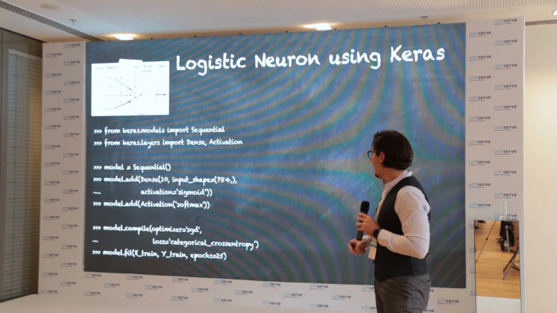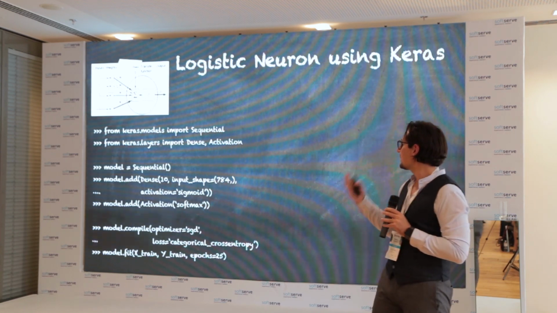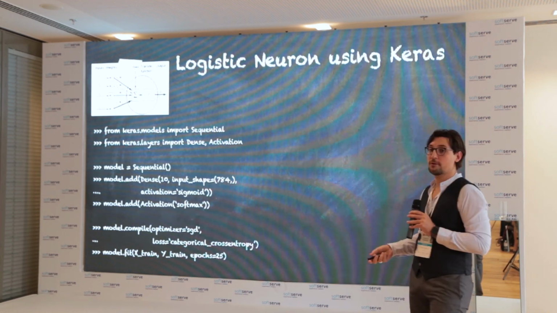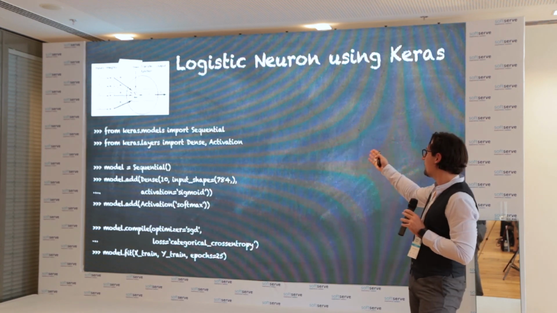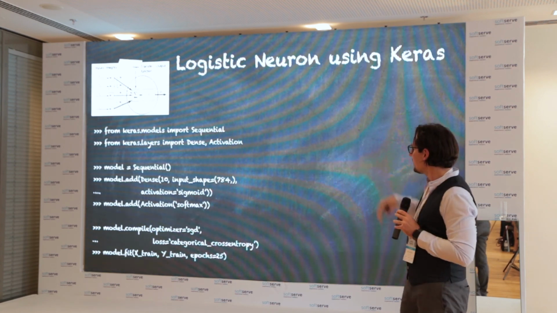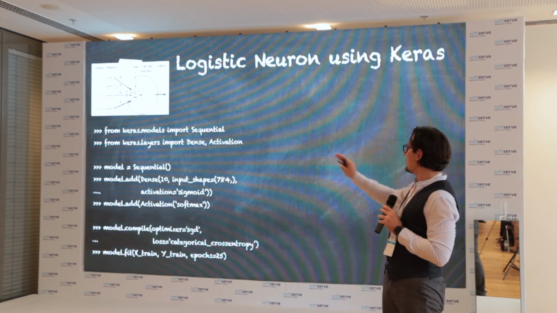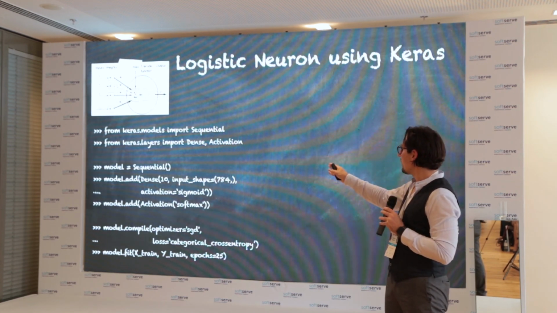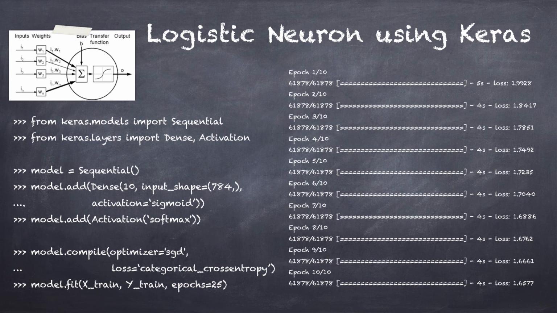In the very end, if you want to implement the exact same logistic neuron using Keras, that's all the code you need. You just import Keras and some layers, dense layers and activation layers. You create a Sequential object and add to it the different layers you want. In this case, we want just a dense layer with 10 neurons in the output, with that input shape and the softmax activation function at the end. We compile the model using the optimizer, in this case stochastic gradient descent, the same one we used. Categorical cross entropy is the loss function we specify, and then you fit the model.